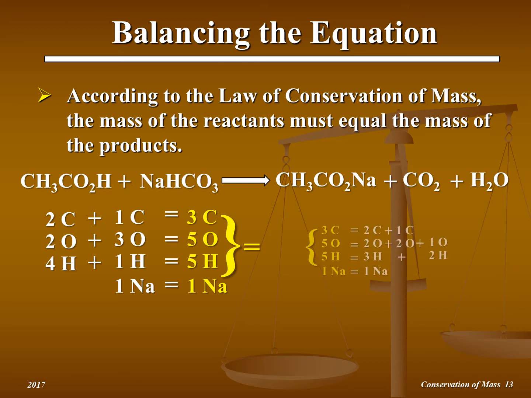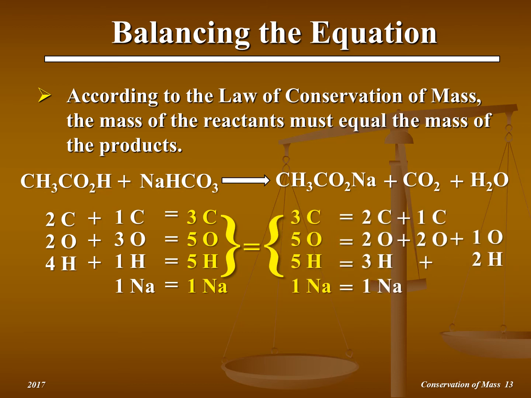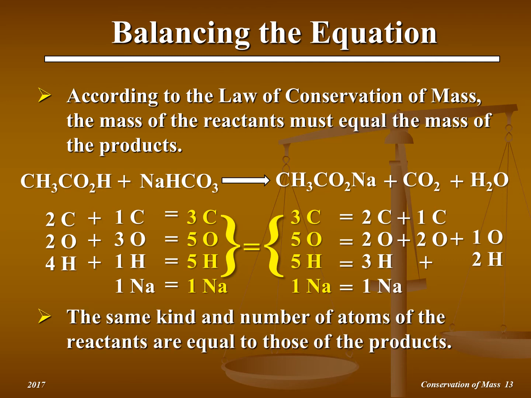In the list of atoms of the products, sodium acetate has 2 carbon atoms, 2 oxygen atoms, 3 hydrogen atoms and 1 sodium atom. Carbon dioxide has 1 carbon atom and 2 oxygen atoms. Water has 2 hydrogen atoms and 1 oxygen atom. The total number of atoms in the products is therefore 3 carbon atoms, 5 oxygen atoms, 5 hydrogen atoms, and 1 sodium atom. Therefore, the number and kind of atoms in the reactants are equal to the number and kind of atoms in the products.